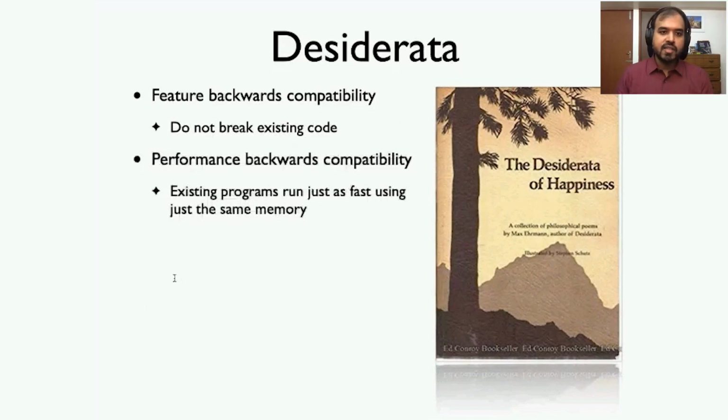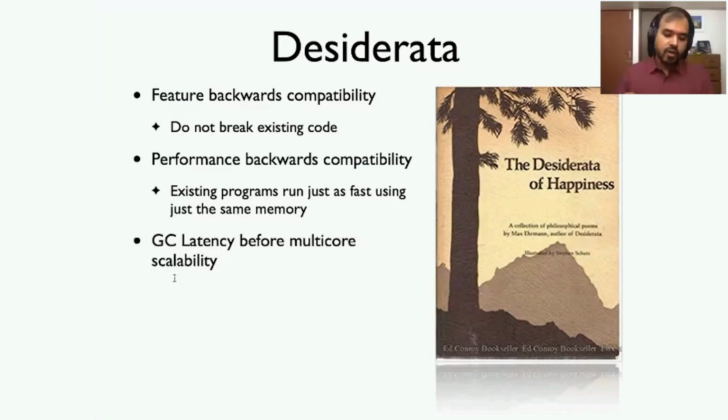The second one is performance backwards compatibility, which essentially says that you have some performance expectations from your program, that it runs in so many seconds with so much memory. If you take the same sequential program and run it on the Multicore compiler, we aim to have the same characteristics.